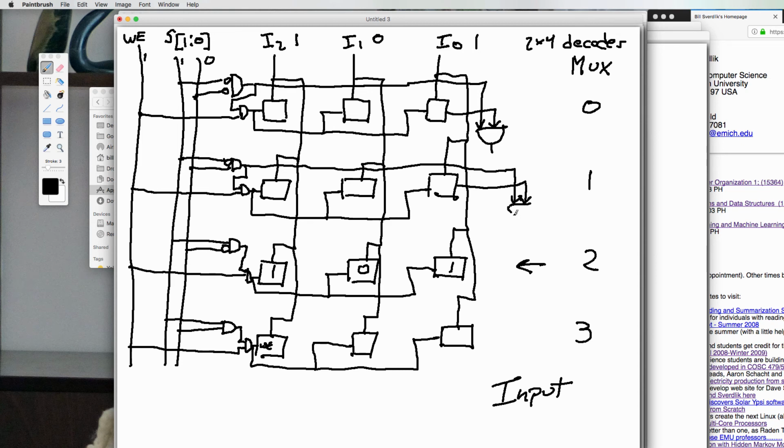And I'm going to stick that into an AND gate. And now, if you don't mind, I'm going to do a little erasing, because I need a little space over here. And I'm going to come over here, and I'm going to take the output of this decoder line. I'm going to come way over here.